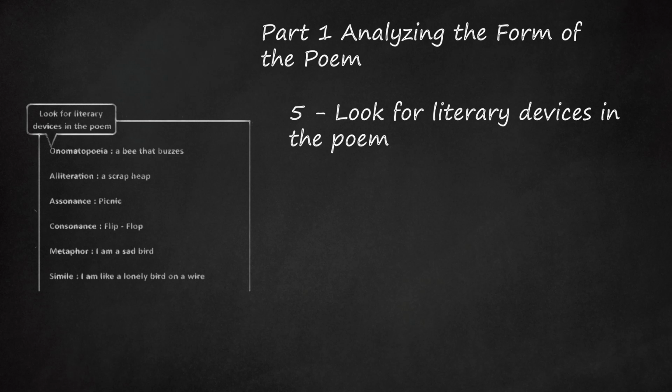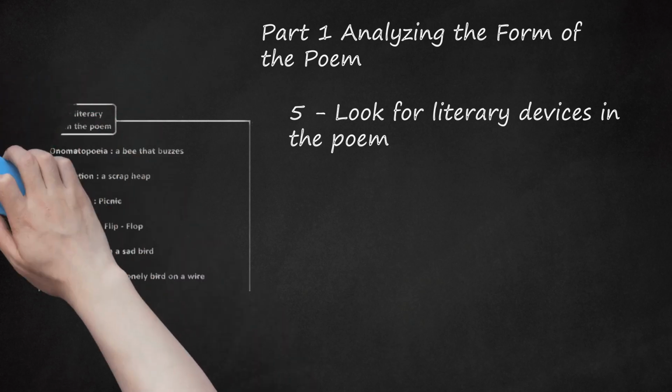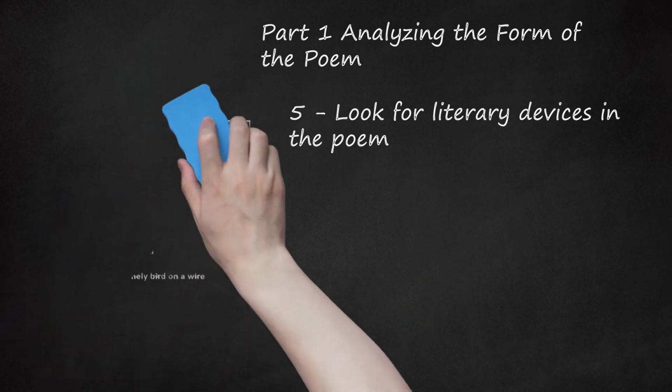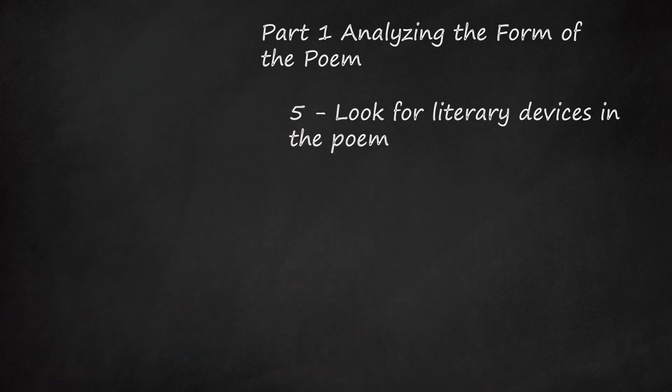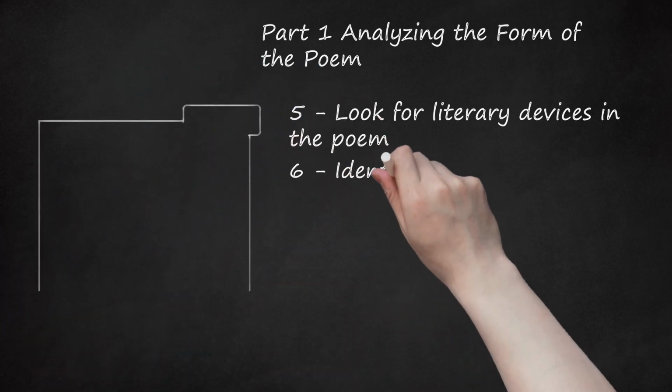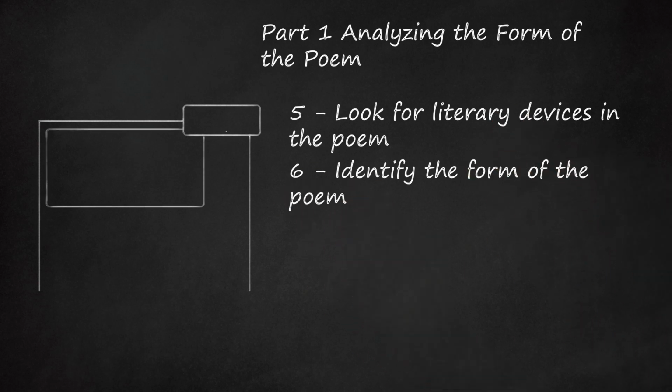Metaphor is the comparing of one thing to another, for example, I am a sad bird. Simile is comparing one thing to another using like or as, for example, I am like a lonely bird on a wire. 6. Identify the form of the poem.